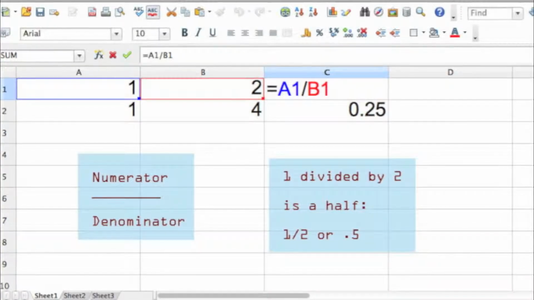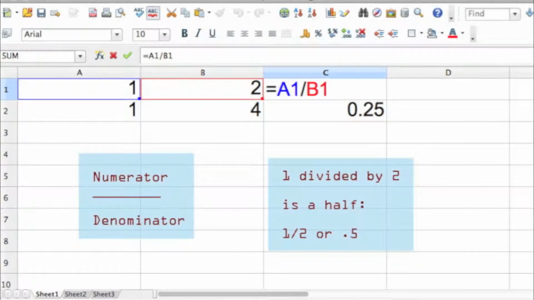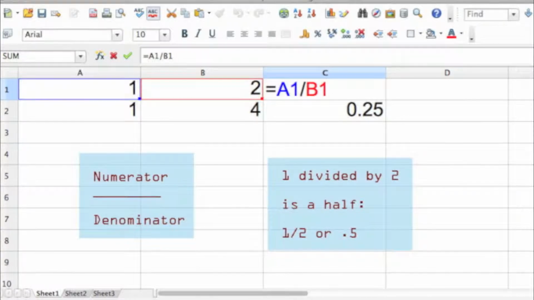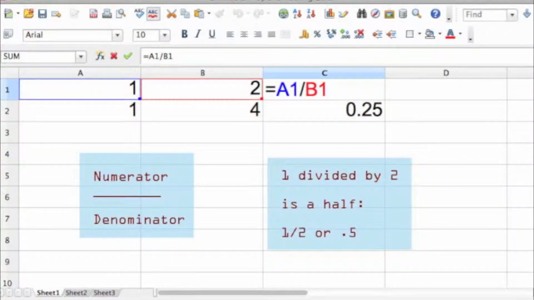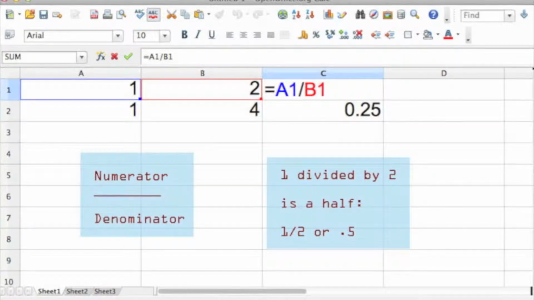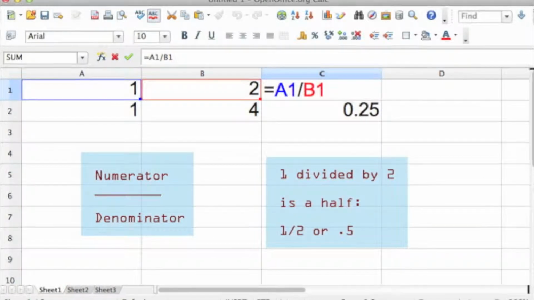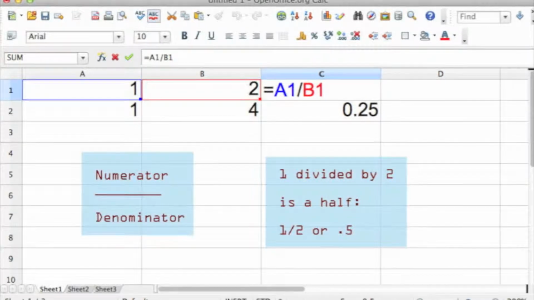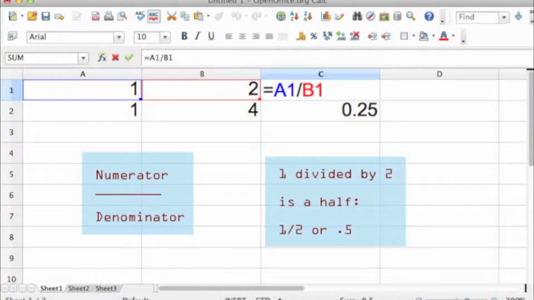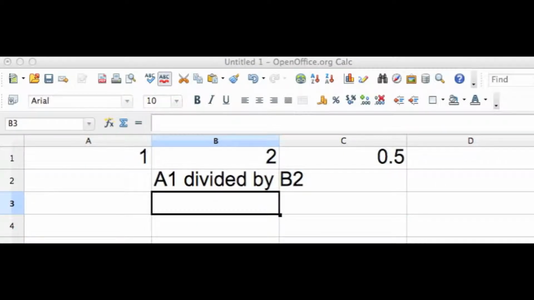Division is a slash, and it works just like multiplication. You put in an equal sign first, then you click on the first cell, then put in a slash, and then click on the second cell. And the way that works is like this. The first number that is entered is the number on top. The second number is the one on the bottom of a fraction. So for example, 1/2 is simply 1 divided by 2. So I'm going to show you how that works over here. And you'll see 0.5 or 1/2 is the answer.